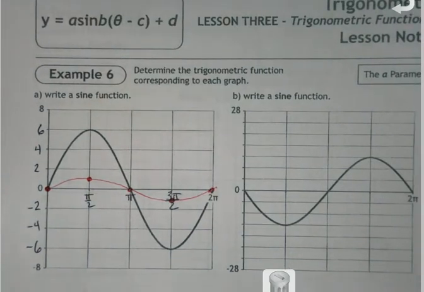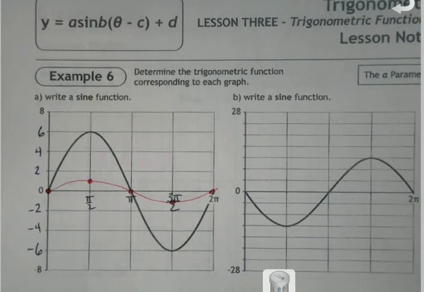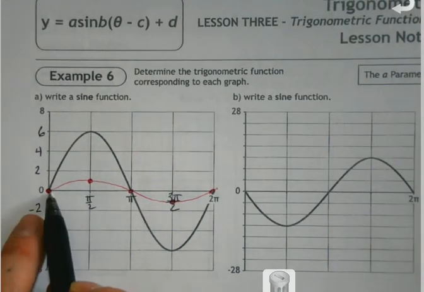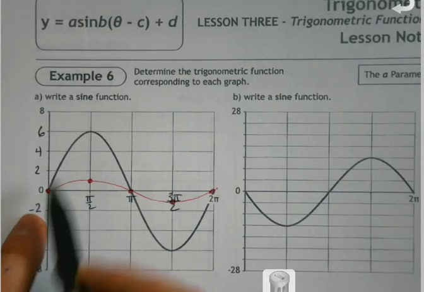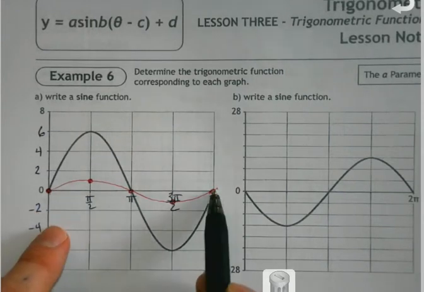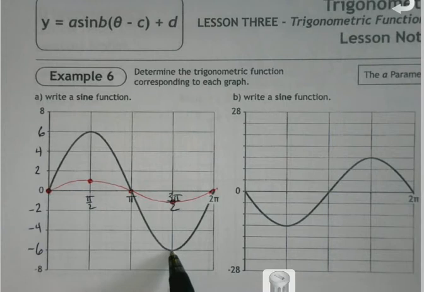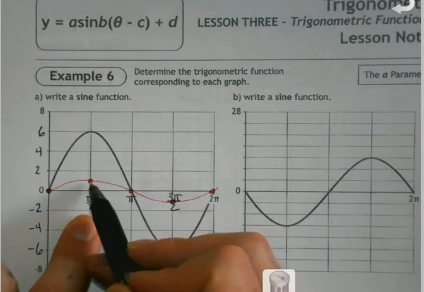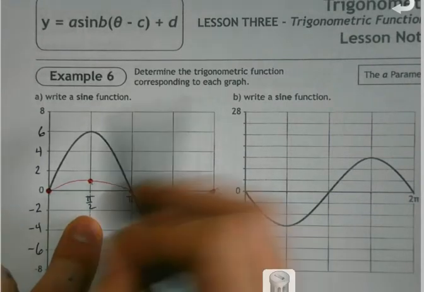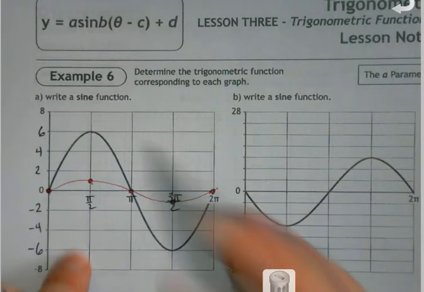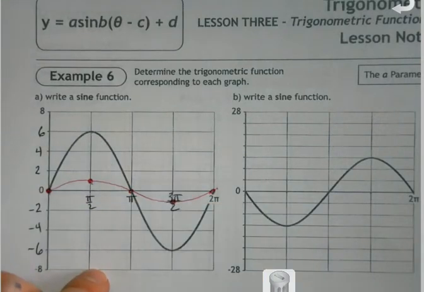But by knowing my base graph, now I can make comparisons. So just like before, whatever was at 0 on the base still was at 0 on the new one. It's these other ones that are going to give me all the cool information. For instance, at pi over 2, the base graph's at 1. The new graph's up at 6. What's my amplitude? 6.